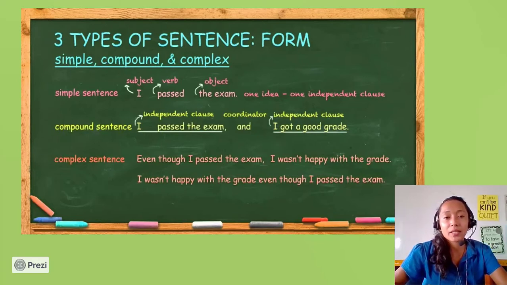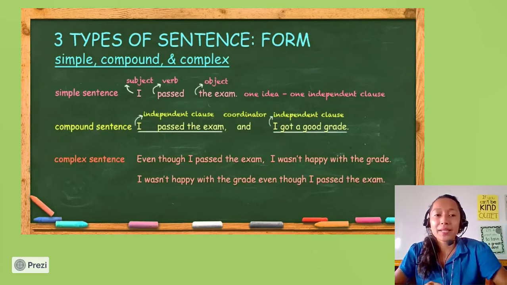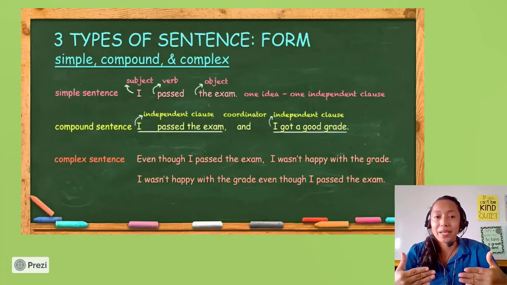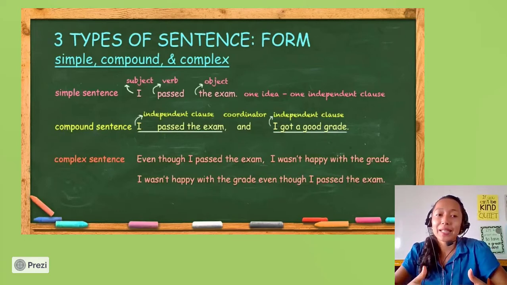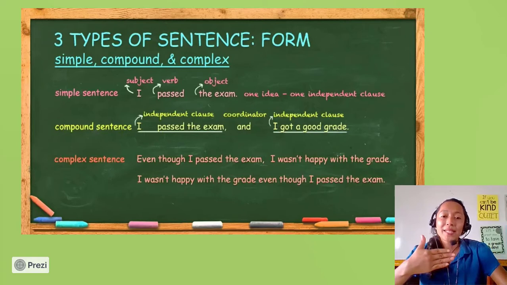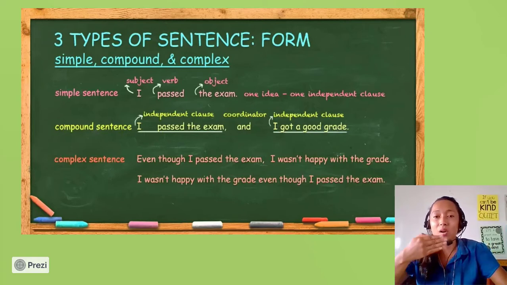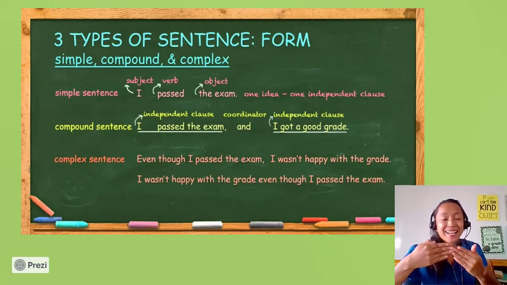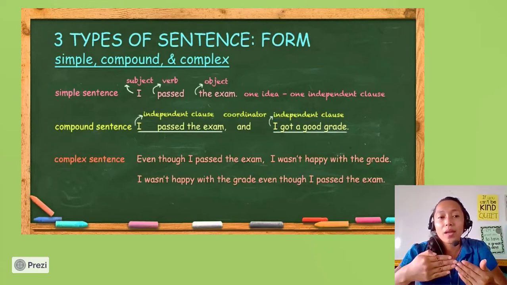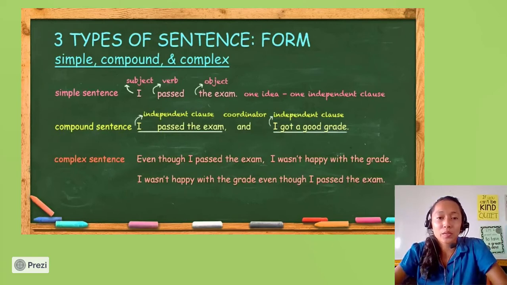The third type of sentence we looked at were complex sentences. Complex sentences have one independent clause and one dependent clause. What does this mean? This means that the complex sentence has one sentence that can stand alone. It's a complete thought. And one or more dependent clauses, the ones that cannot stand alone. Here are a few examples.